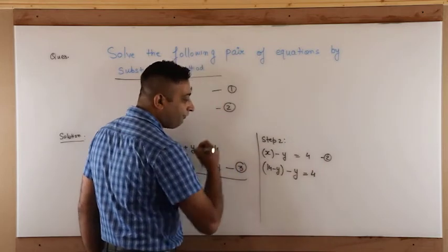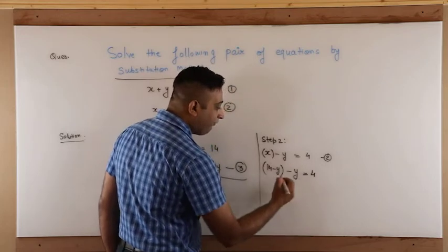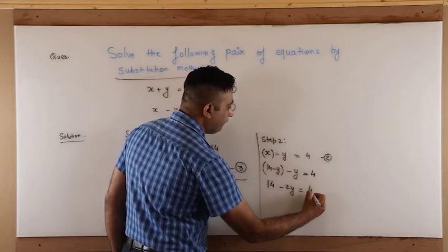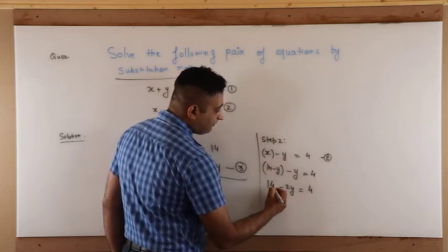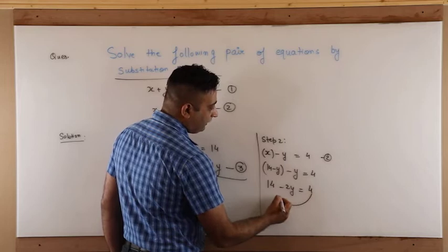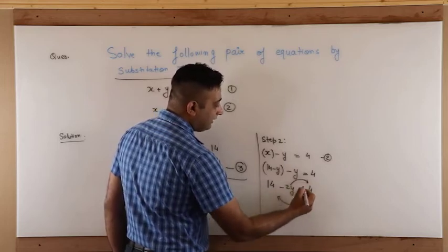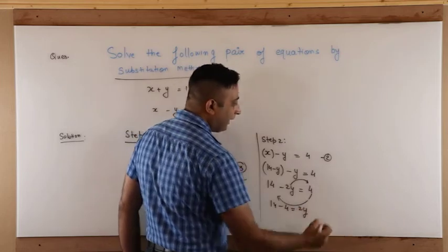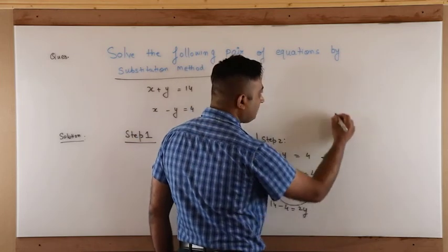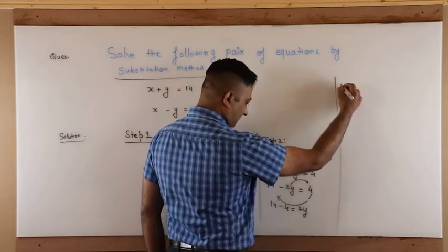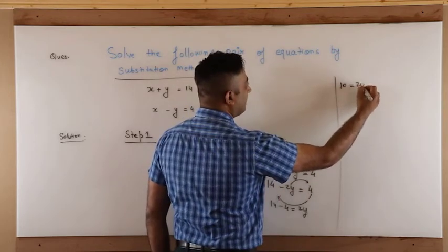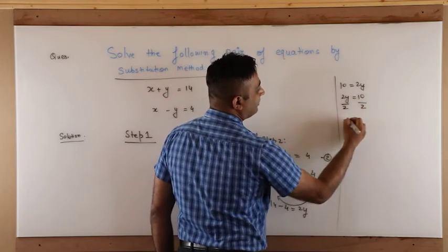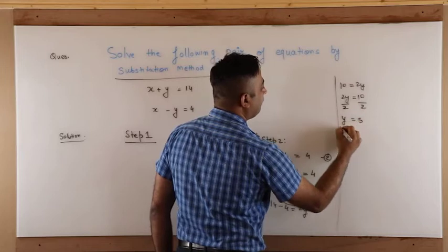Now we will solve this to find the value of y. That is 14 minus 2y is equal to 4. Now transposing 4 to the left hand side and 2y to the right hand side, we get 14 minus 4 is equal to 2y, that is 10 is equal to 2y. That means 2y is equal to 10, and we will divide both sides by 2. We get y is equal to 5.